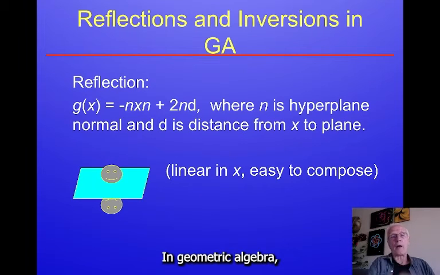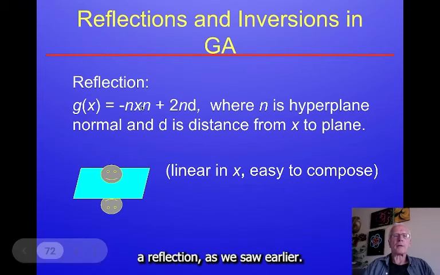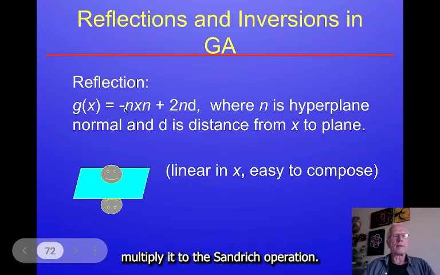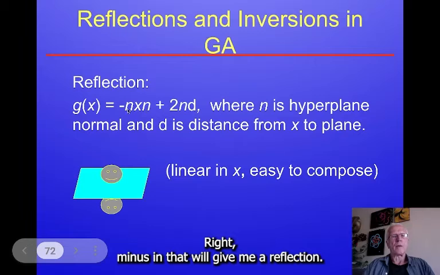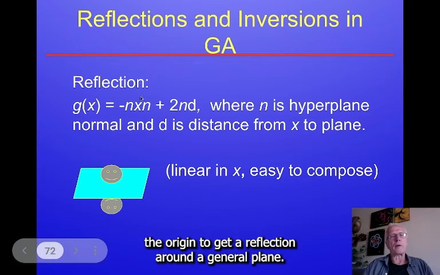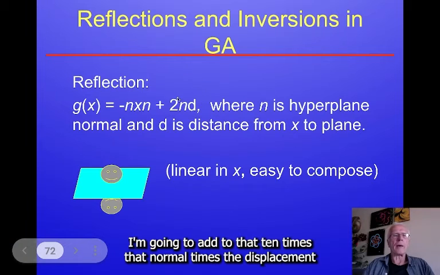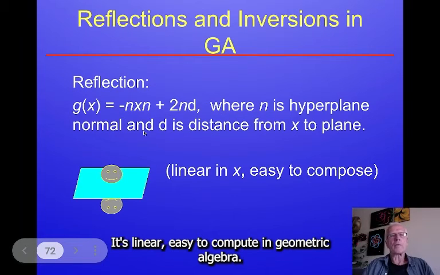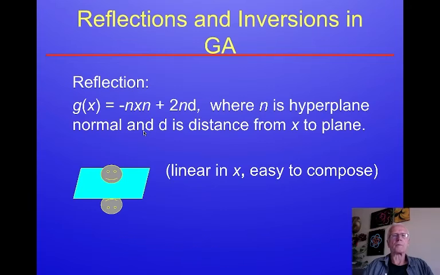Okay, in geometric algebra, a reflection, as we saw earlier, takes a normal vector n to a plane and my variable x, and does the sandwich operation: minus n x n. That will give me a reflection around any hyperplane at the origin. To get a reflection around a general plane, I'm going to add to that 2 times that normal times the displacement of that plane away from the origin. General reflection about a hyperplane. It's linear, easy to compute in geometric algebra.